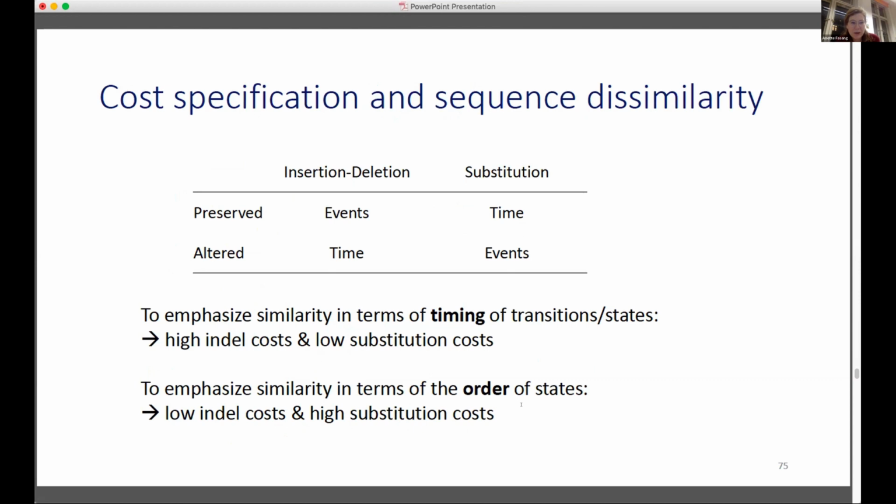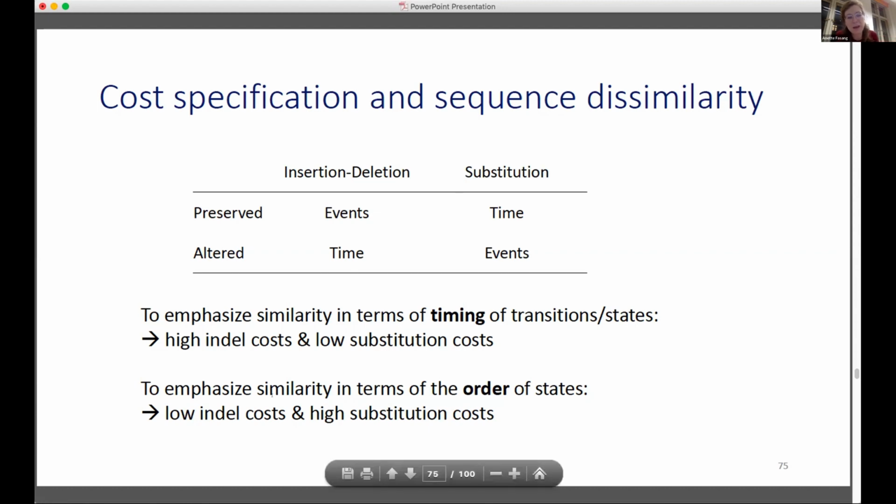Now, the crucial issue here is cost specification. When I do an insertion or deletion, what is preserved are the events, and what is altered is the time. When I do a substitution, I'm preserving time and I'm altering the event. And as a result of this, let's say I want to emphasize similarity in terms of timing. I'm a family demographer, and I know it really matters when family formation starts, whether it's at 15, 16, 22, or 24. And I want to make sure that only those two sequences are considered similar where the same things happen at the same time.